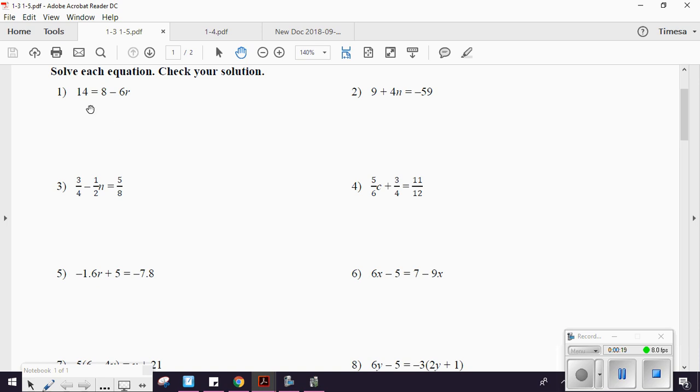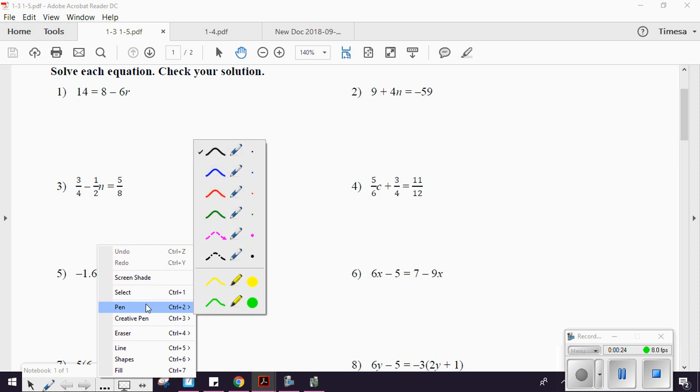Alrighty, so we're solving equations. So the objective to solving any equation is to get the variable by itself.